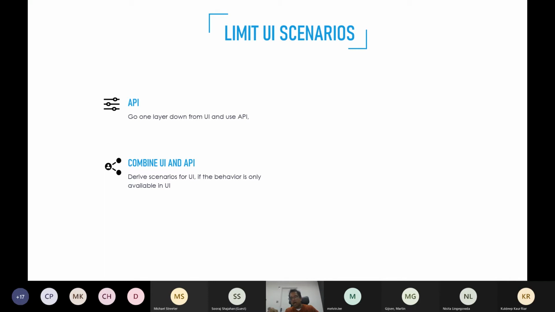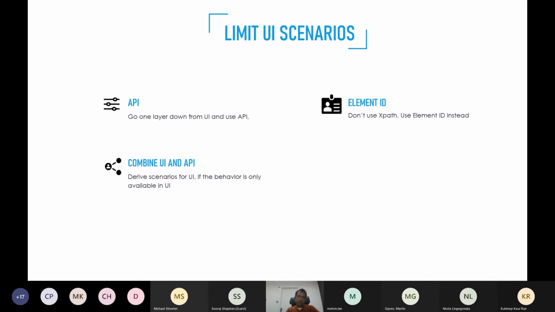If you think, okay, I can't test the behavior of this application through an API, and the behavior is only on the UI side, a simple example is sorting. If the sorting happens only on the UI and it's extremely critical that the business wants that behavior, then you can think about using UI for that behavior only, and then use API for the rest of the behavior, for the rest of the scenarios.